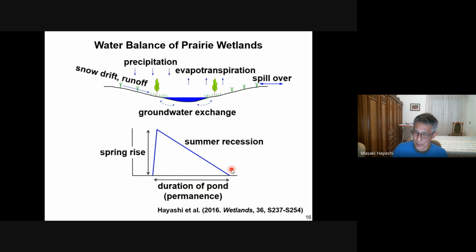This is very important for ecologists because it really determines what kind of character this pond has as the habitat for aquatic species, such as invertebrates and ducks. The size of the spring rise is important, and it is strongly controlled by the snow drift and the snowmelt runoff. So the spring rise is controlled by the input of water from the upland, and we need to understand the processes on the upland.